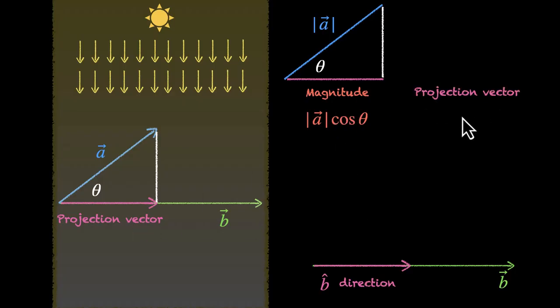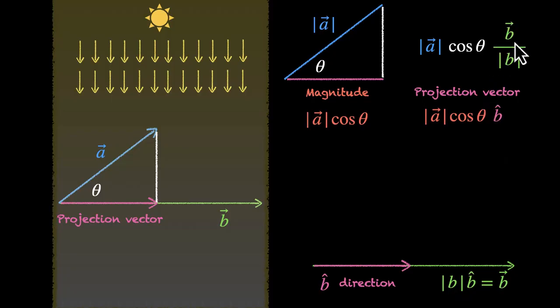So the projection vector is magnitude, that's mod of A vector cos theta, times direction, that's B cap. So this is our projection vector. Let's write this down. That's mod of A vector times cos of theta times B cap. And what's B cap? We can get B cap by dividing B vector by its magnitude, because B vector is mod of B times B cap. So B cap becomes B vector divided by mod of B.